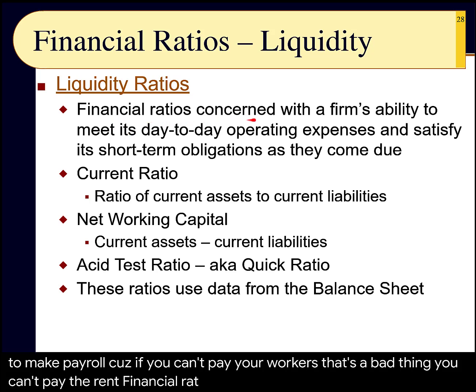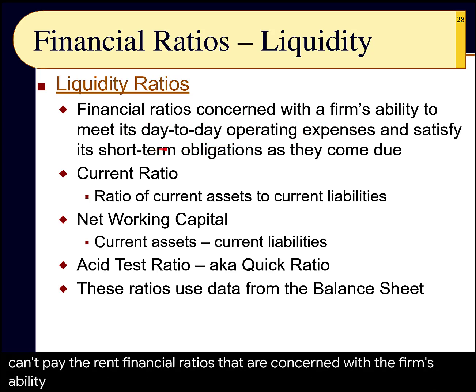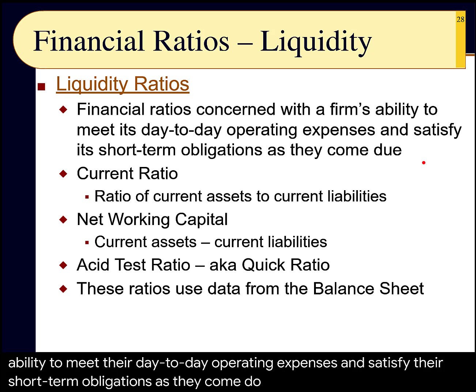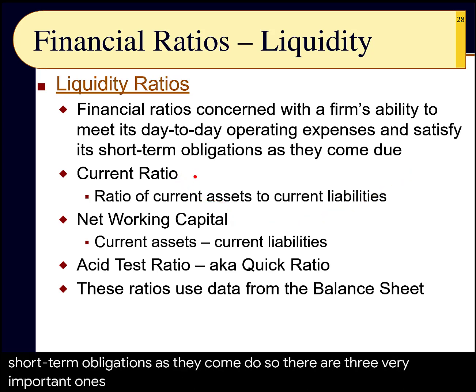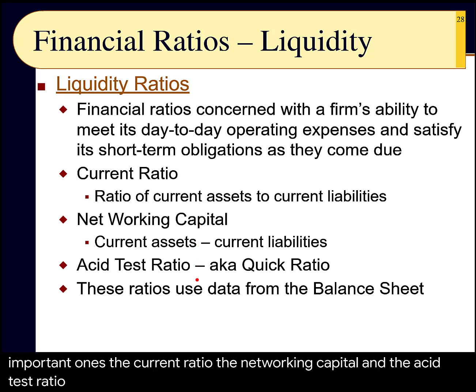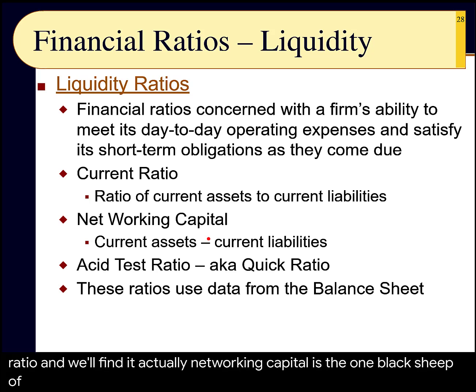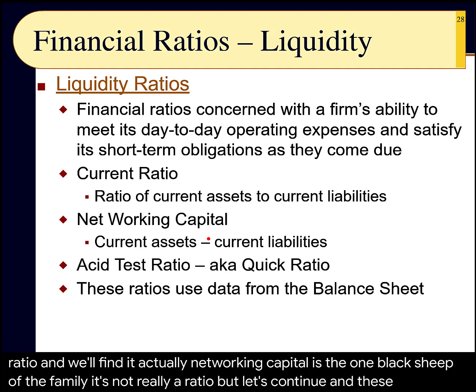Liquidity ratios are financial ratios concerned with the firm's ability to meet their day-to-day operating expenses and satisfy their short-term obligations as they come due. There are three very important ones: the current ratio, the net working capital, and the acid test ratio. What a great name, acid test. It's also called the quick ratio. And we'll find that actually net working capital is the one black sheep of the family. It's not really a ratio, but let's continue. And these are all on the balance sheet.